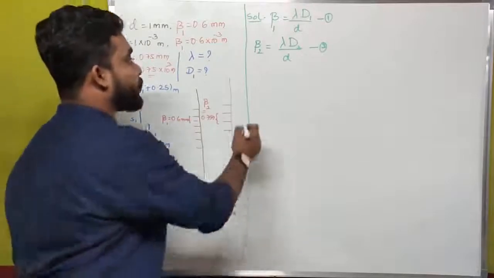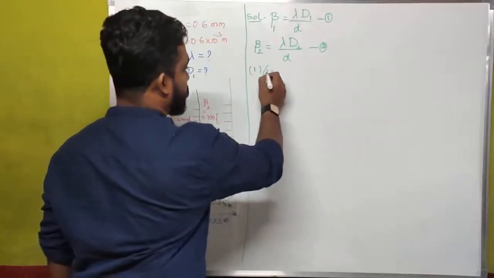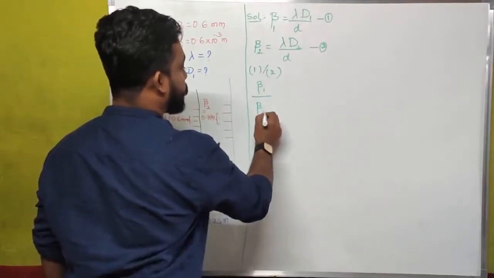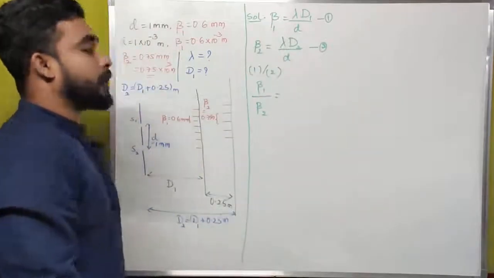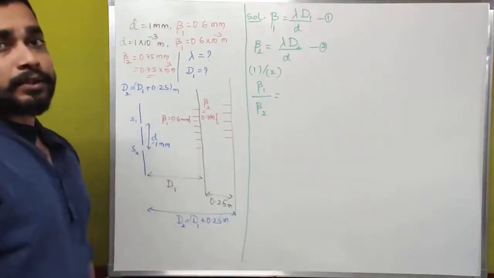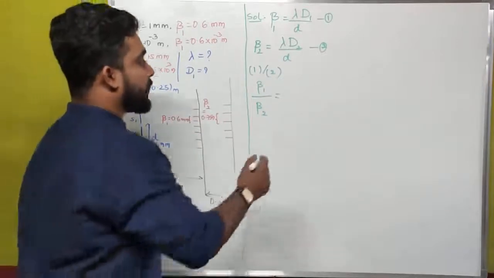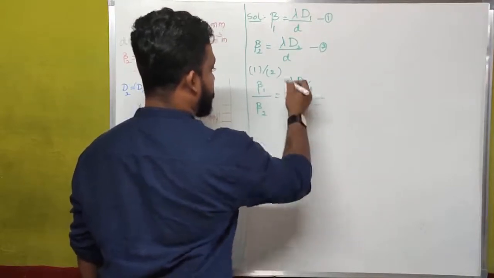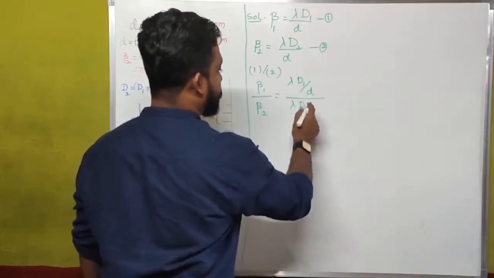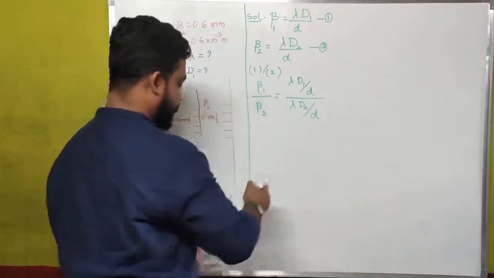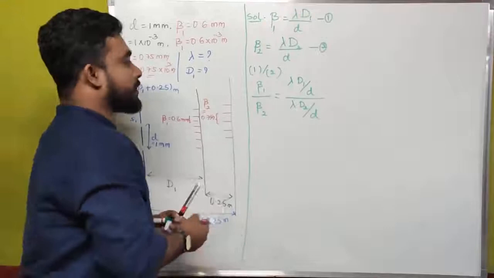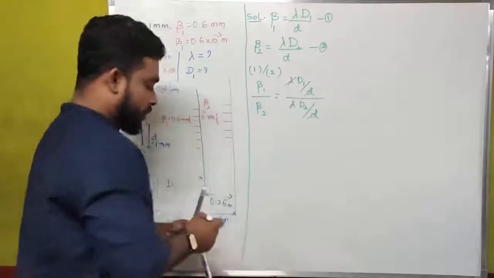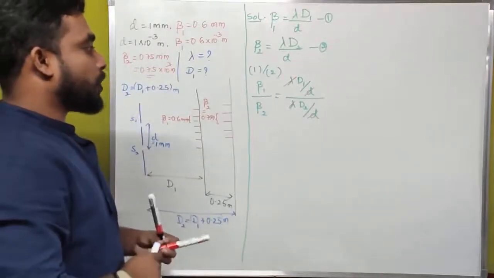If we divide equation 1 by equation 2, what we will get? That is beta 1 divided by beta 2. On the left sides we have beta 1 and beta 2. If we divide left hand side together and right hand side together, this is lambda D1 divided by small d, whole divided by lambda D2 divided by small d. In this expression, the constant things will get cancelled. Here lambda gets cancelled and the small d gets cancelled with each other. Then what are the remaining factors?